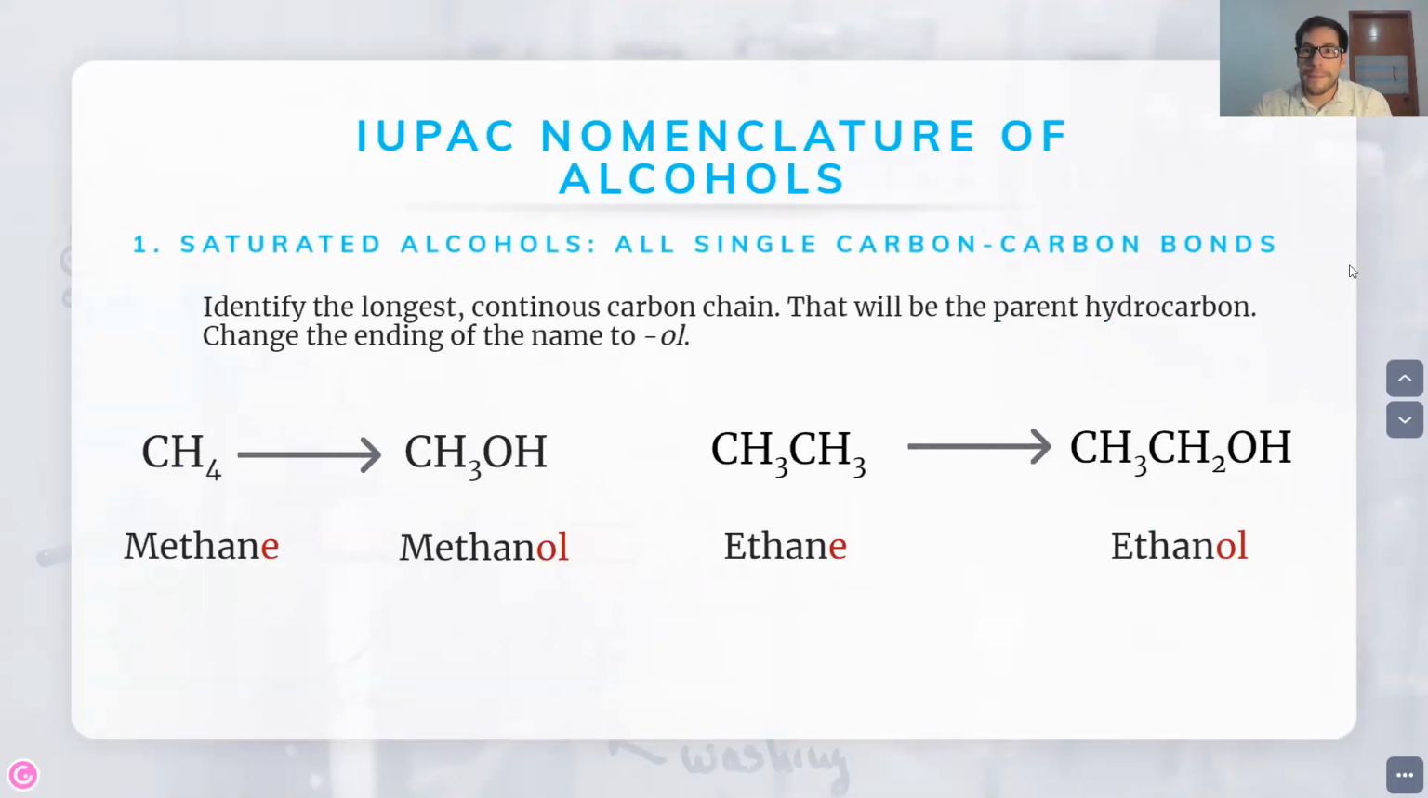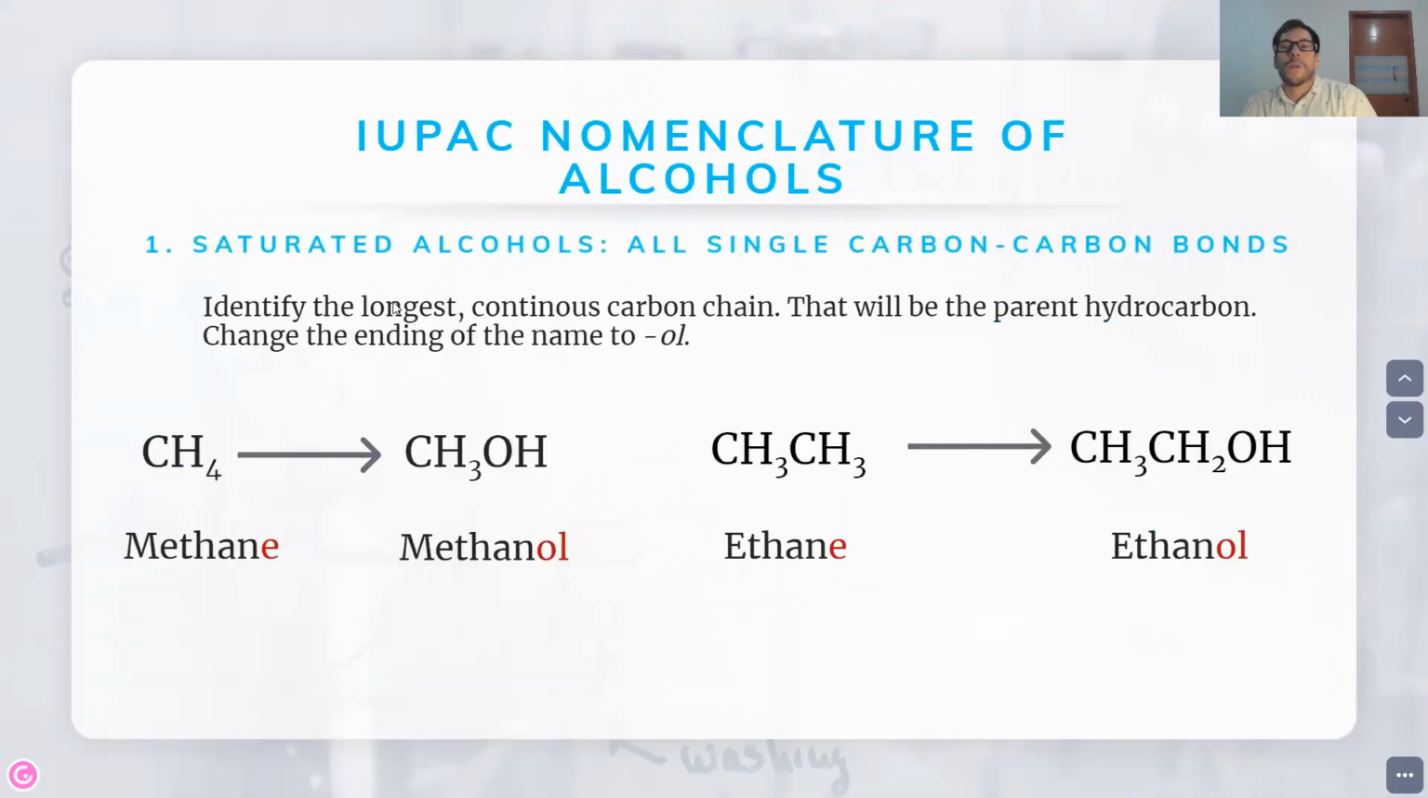So how can we name these alcohols? Let's begin with saturated alcohols. These are compounds in which all of the carbon-carbon bonds are single bonds. No double bonds, no triple bonds. As we always do, we identify the longest continuous carbon chain, and we will use the name of that carbon chain as the parent hydrocarbon. And we have to change the ending of the name to the -ol ending, O-L ending.